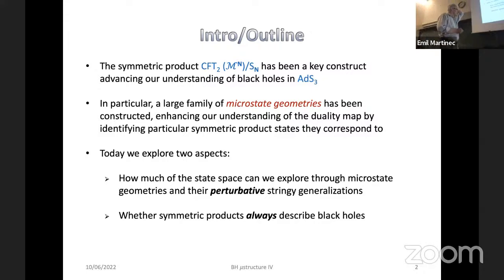So today we're going to explore a couple of aspects of this. One is string perturbation theory around particular microstates that we can handle not just at the level of supergravity, but at the level of perturbative string theory. And we'll also ask the question whether the symmetric product that people usually work with, whether that structure of long twist sectors is always indicative of black hole behavior, or whether it can be something else.